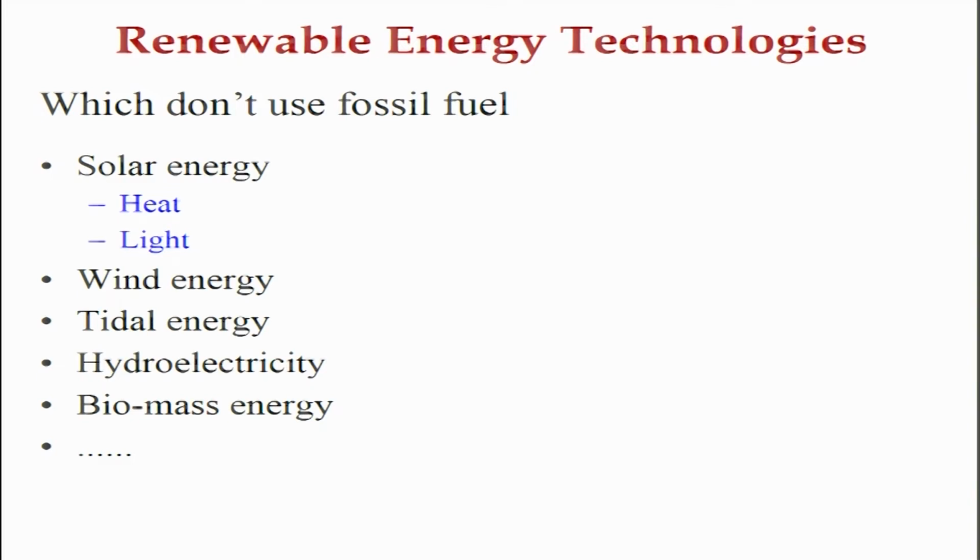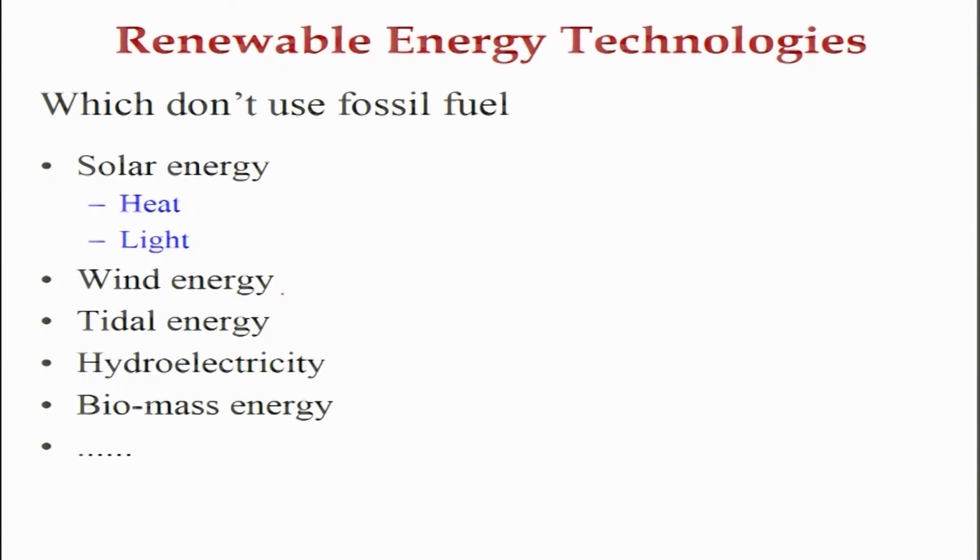So first is solar energy. Solar energy has two major components. Solar energy has heat and it has light. The heat part of solar energy could be useful for generating heat in the form of hot water, in the form of water filtration, and so on and so forth. And the other part of solar energy is light, which can be used to generate electricity. So these two components of solar energy, heat and light, can together be used to generate electricity, as we will see in this course.